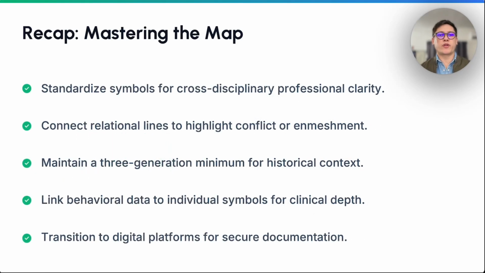So let's quickly summarize what we've covered today. 1. Use standardized symbols for cross-disciplinary clarity. 2. Connect relational lines to highlight conflict or fusion. 3. Stick to the 3-generation minimum for historical context. 4. Link behavioral data directly to symbols, like noting substance abuse next to a father's square. And 5. Transition to digital platforms to ensure secure client documentation and file storage.